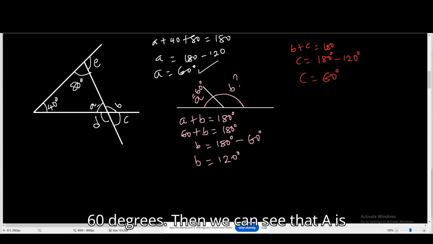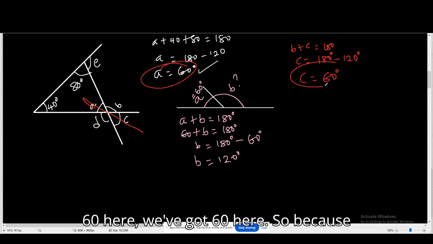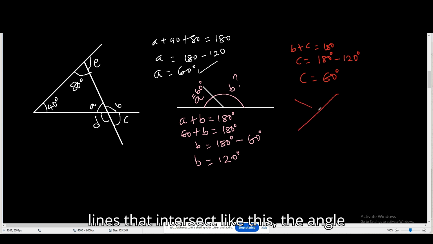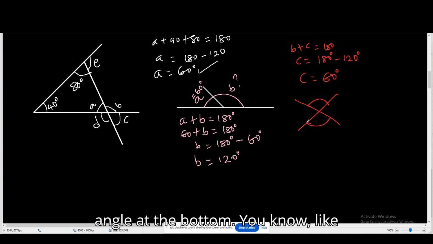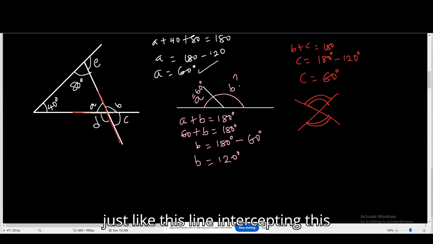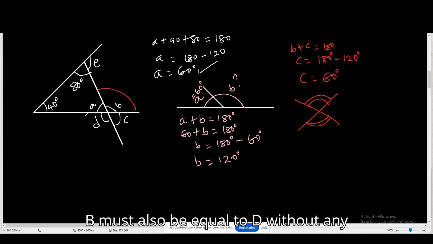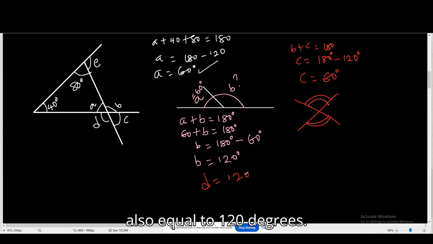Then we can see that A is 60 and C is 60, because we got 60 here, we got 60 here. Because they are both 60, that means if you see lines that intersect like this, the angle at the top must always be equal to the angle at the bottom, just like this line intersecting this line. So they are always equal. That means B must also be equal to D. Without any calculation, we can say our angle D also equals 120 degrees.